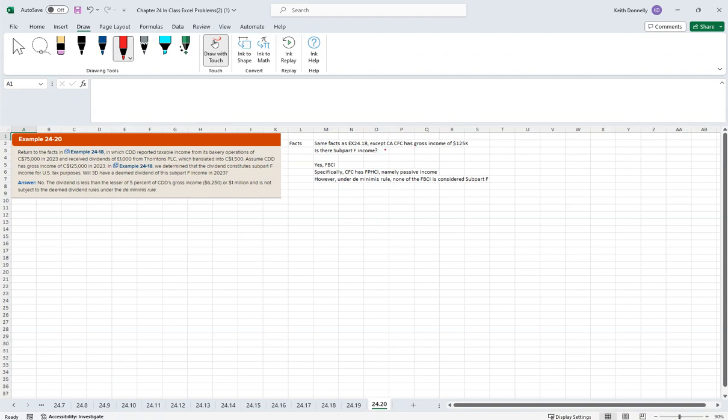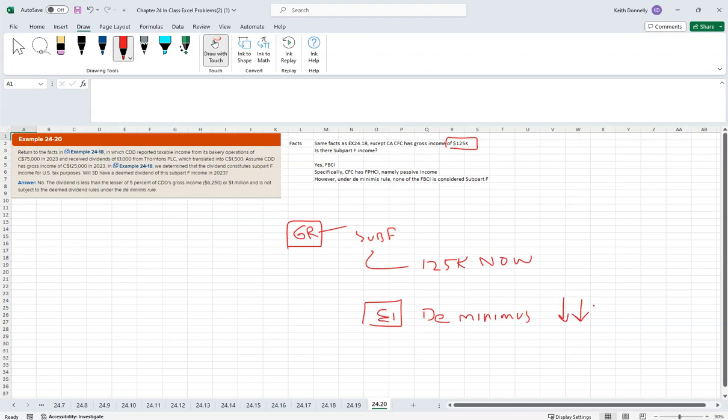And then this one is the same thing here. Let's see here, 2818, except the CFC has gross income of 125. Is there subpart F income? However, one of the things we said is the general rule: if you have subpart F, all 125K is taxable now. However, one of the exceptions we looked at says, if this is de minimis, a relatively small amount, less than like $1 million traditionally, then we're not going to claim it now. You can just park it over there, not a big deal.